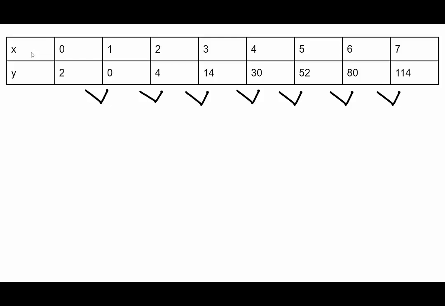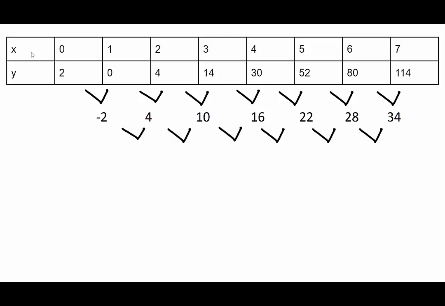So to find out if it's quadratic, I do my first level of differences. So I'm subtracting 0 minus 2, that's going to give me a negative number, 4 minus 0, and I go across and I do all my subtractions. If those numbers were constant, then it would be a linear equation, and they're not, so we know it's not linear. Now we're going to do our second level of differences.